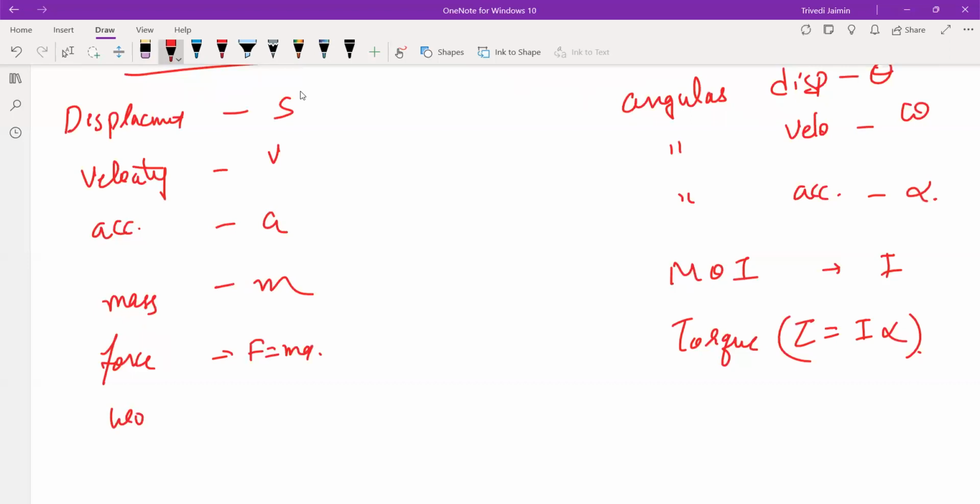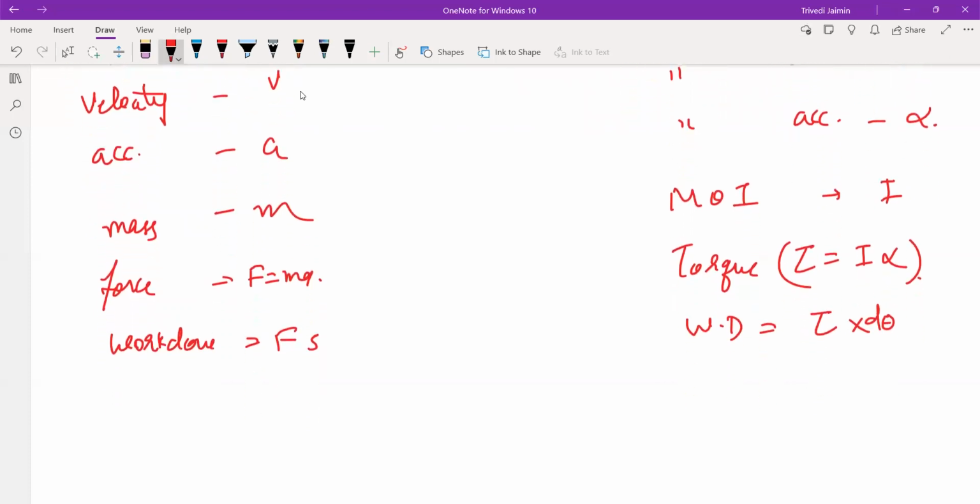Work done will be force into displacement. Here work done will be torque into theta, or d theta. We didn't derive this one; we'll derive it. Kinetic energy we saw, half mv square. Here it is half I omega square.